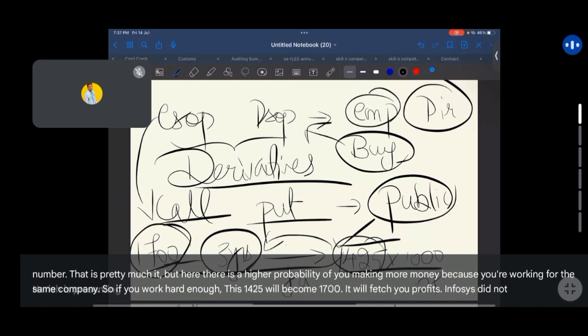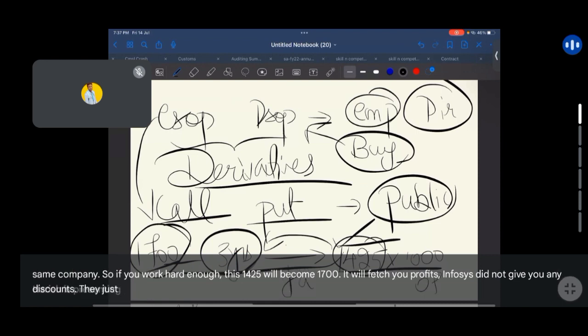Infosys did not give you any discounts. They just froze the price. That's all they did.